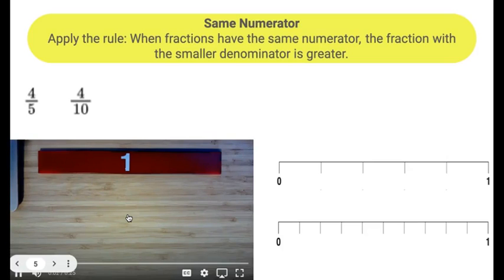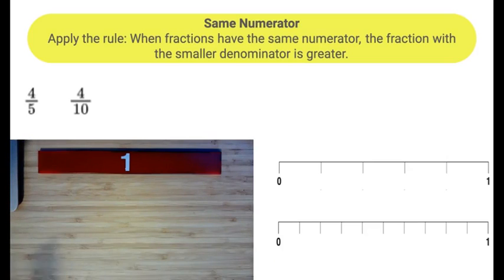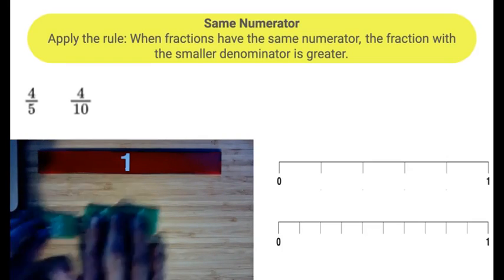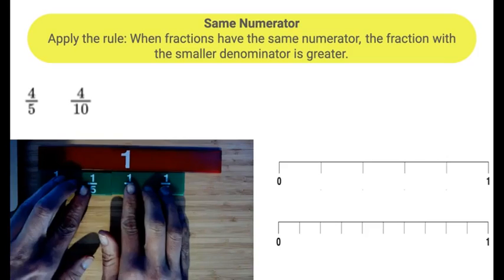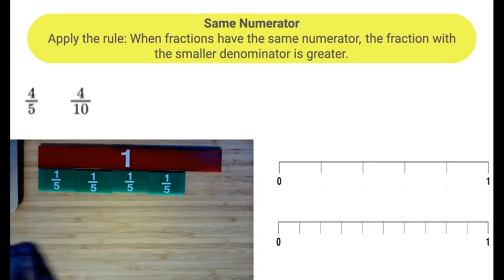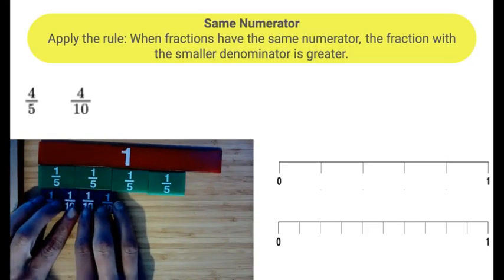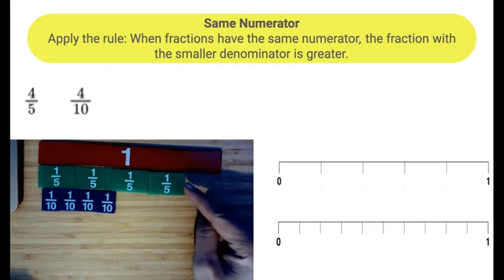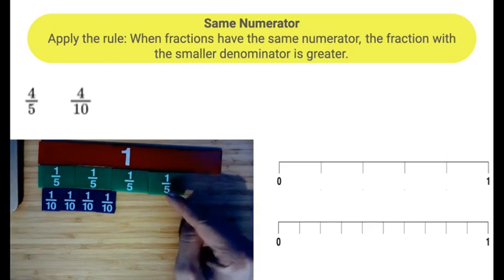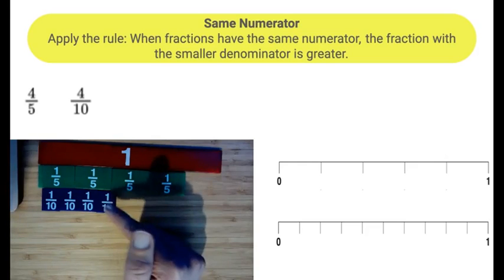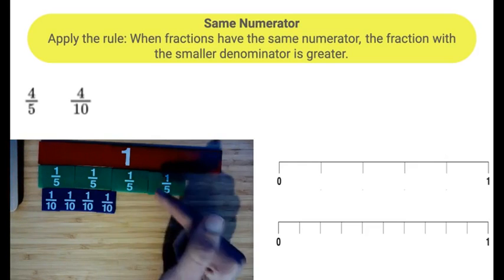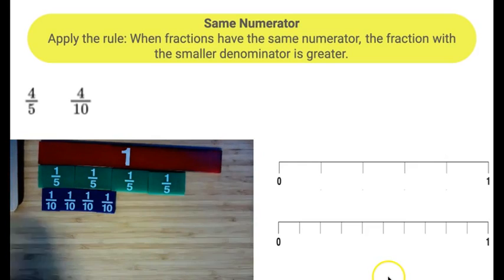In this example, I am going to compare 4/5 and 4/10. Here's 4/5 and here is 4/10. I can see that the fraction with the smaller denominator is bigger than the fraction with the larger denominator. So 4/5 is greater than 4/10.